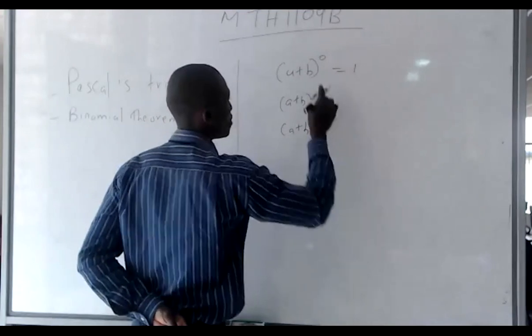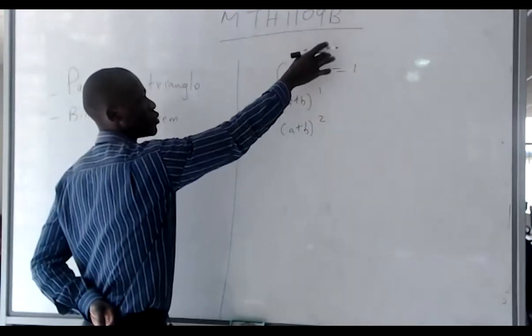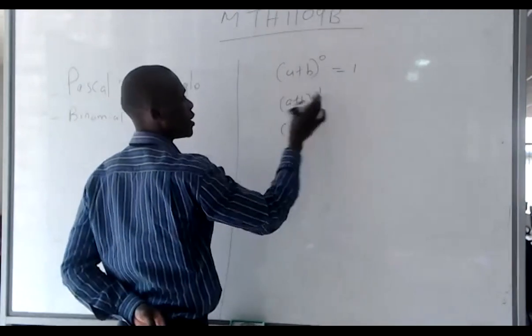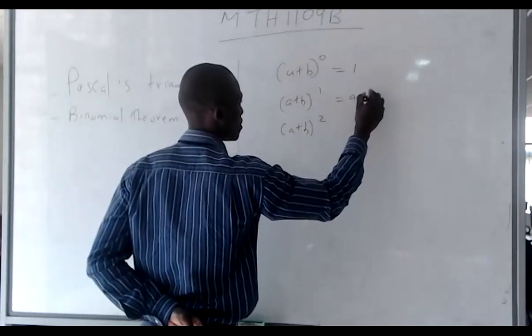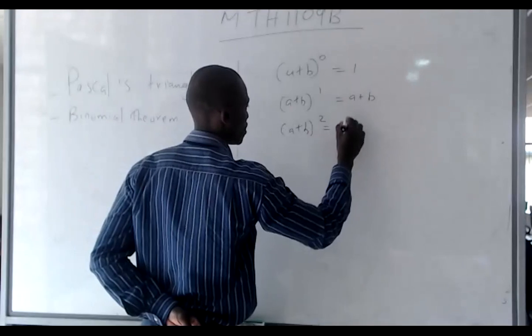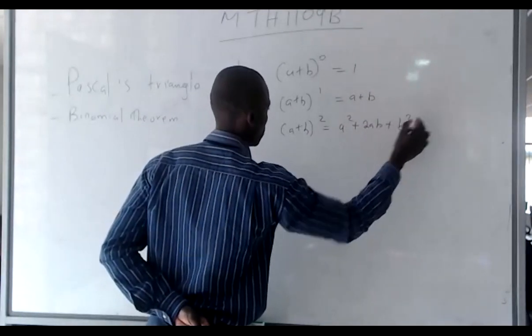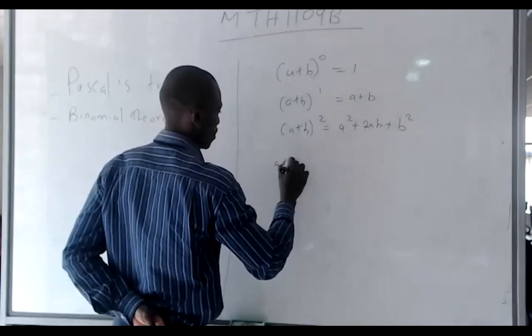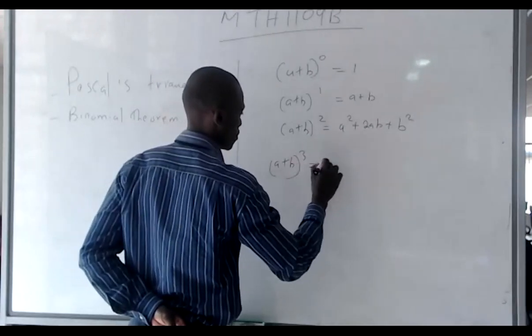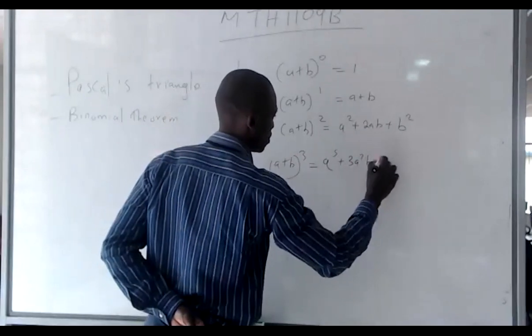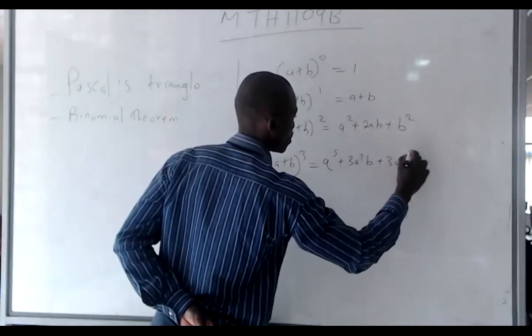This was just 1, because any real number to the power of 0 is 1. And then if you raise any number to 1, you get the number itself, a plus b. And then here we get a squared plus 2ab plus b squared. We went up to 3. So this is a cubed plus 3a squared b plus 3ab squared.